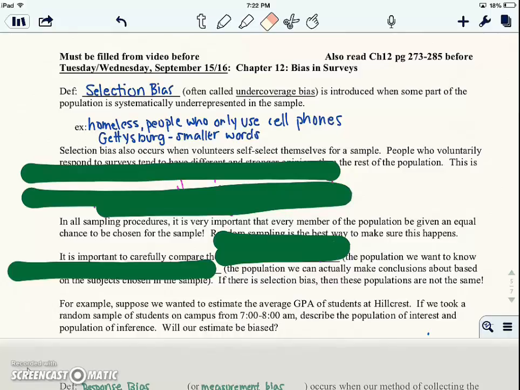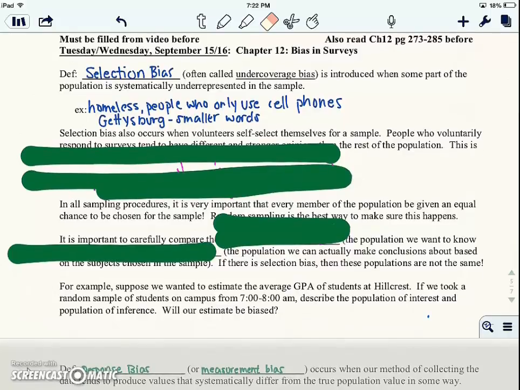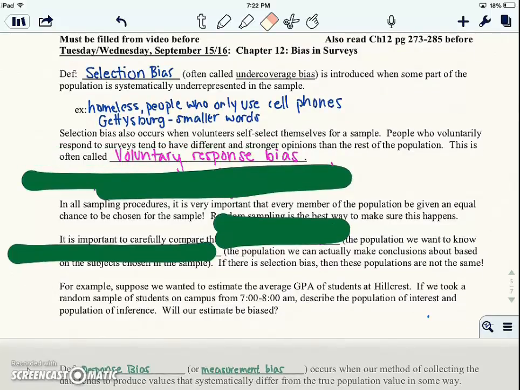So they're systematically underrepresented. Selection bias also occurs when volunteers self-select themselves for a sample. People who voluntarily respond to surveys tend to have different and stronger opinions than the rest of the population. This is often called voluntary response bias. So remember, voluntary response bias is a type of selection bias. It's just a specific type.